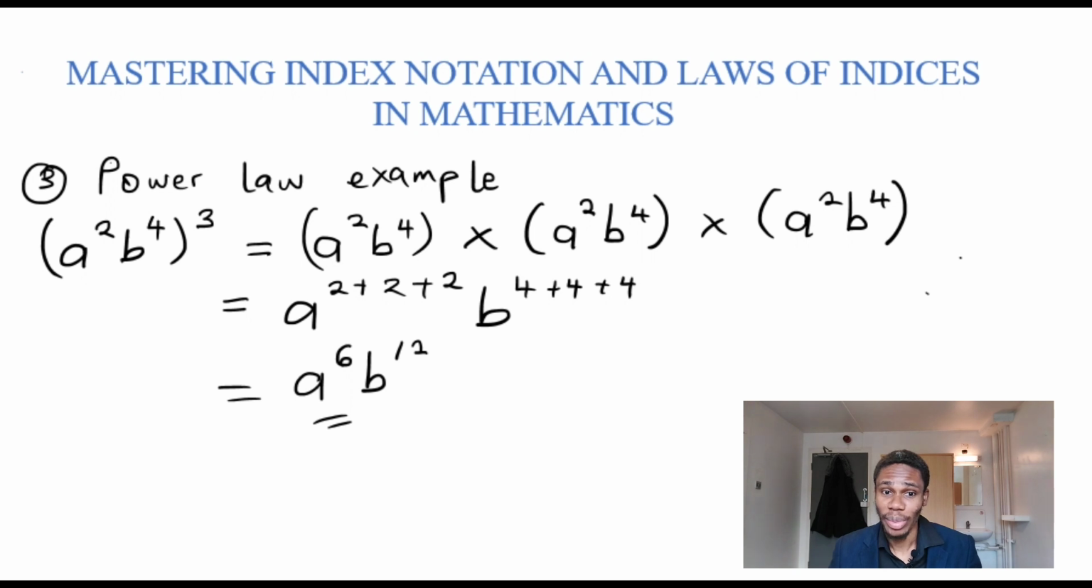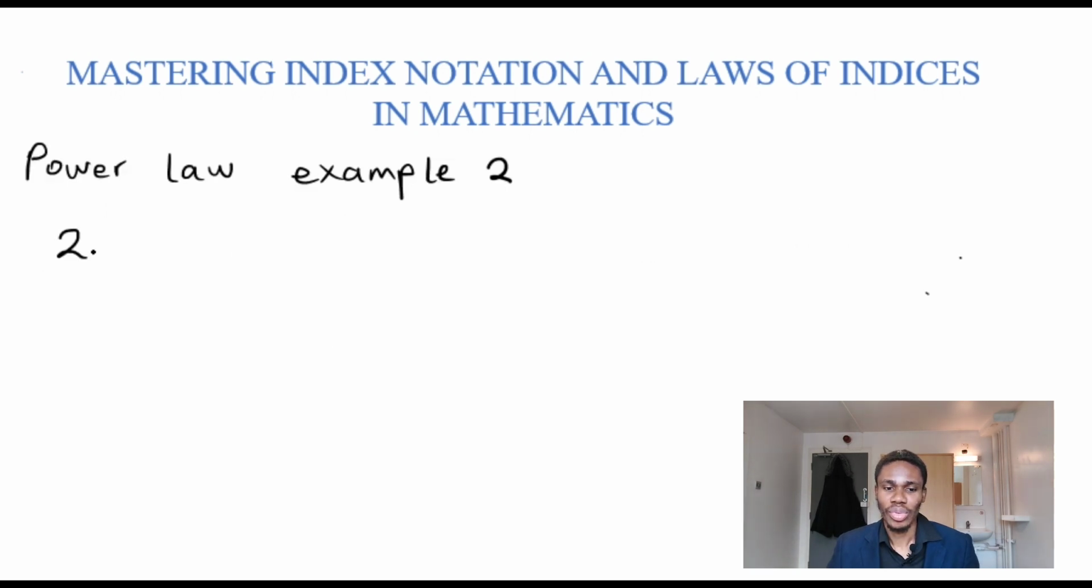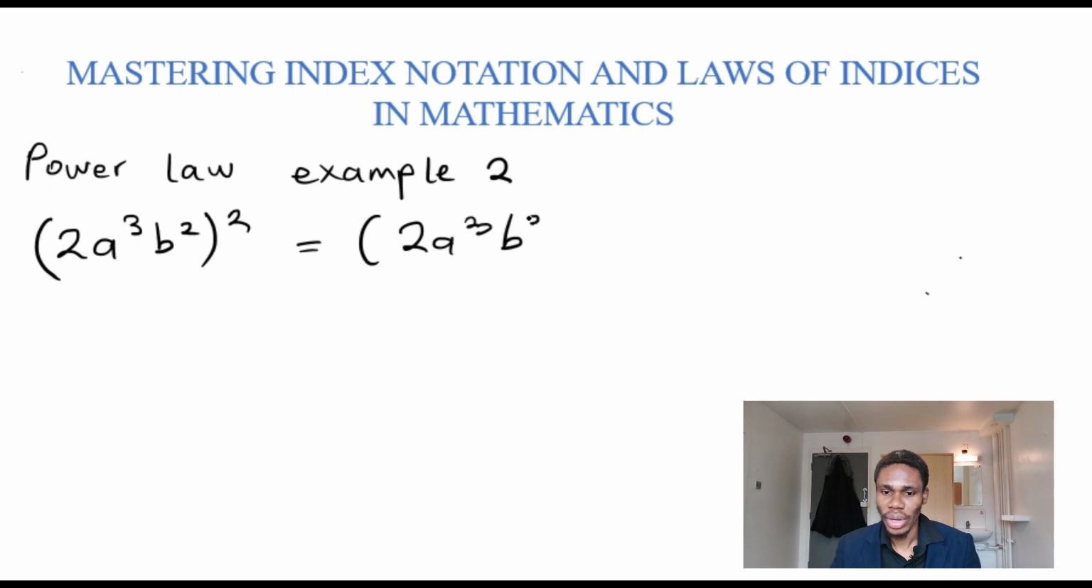Let's take one more example. 2a cubed b squared, all to the power 2. So this whole thing in this square bracket appears what? 2 times. So let's quickly write that out. 2a cubed b squared times 2a cubed b squared.